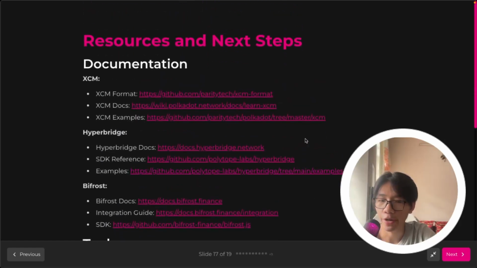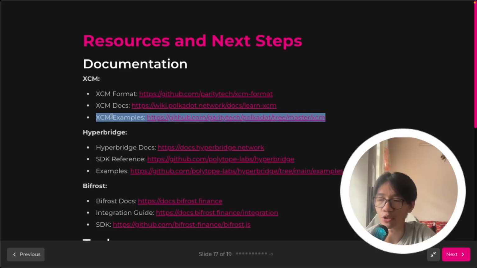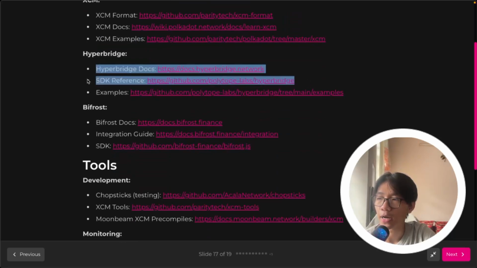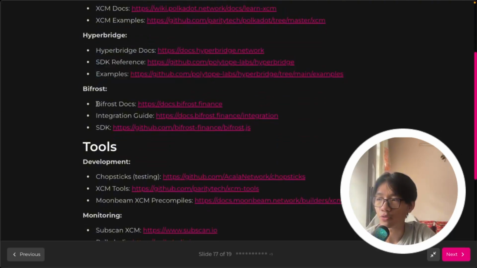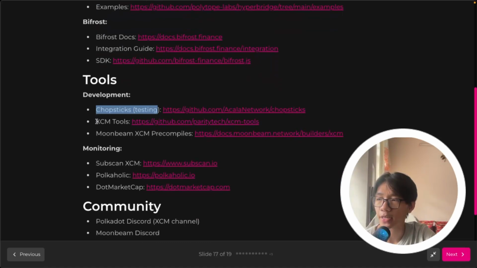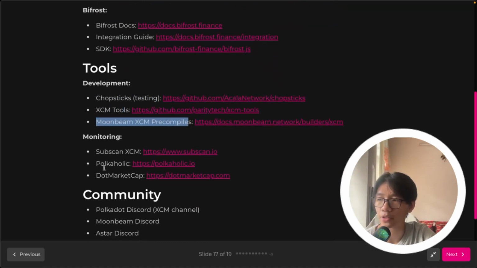Here are some resources where you can learn about all these cross-chain topics. We have the XCM format, where you can learn about the format of XCM, the XCM docs, and XCM examples, where you can learn how to use XCM in real code. Hyperbridge also provides docs for you to connect to the Hyperbridge network, an SDK reference, and examples as well. For Bifrost, you have the Bifrost docs, an integration guide, and the SDK. You can find all these in the slides of the Polkadot Code Camp. And for tools, we have Chopsticks, XCM tools, and the Moonbeam XCM precompiles.